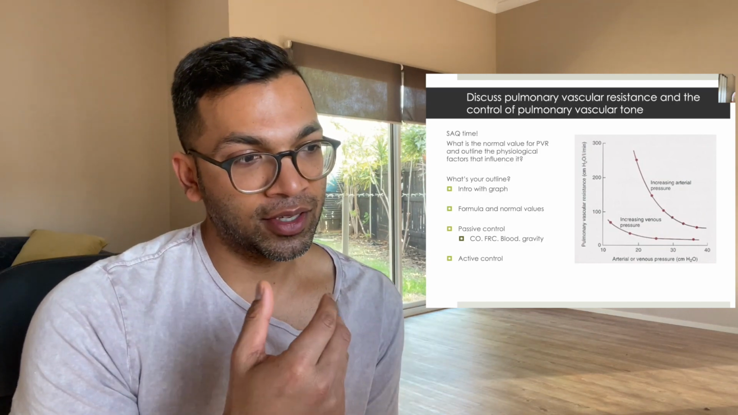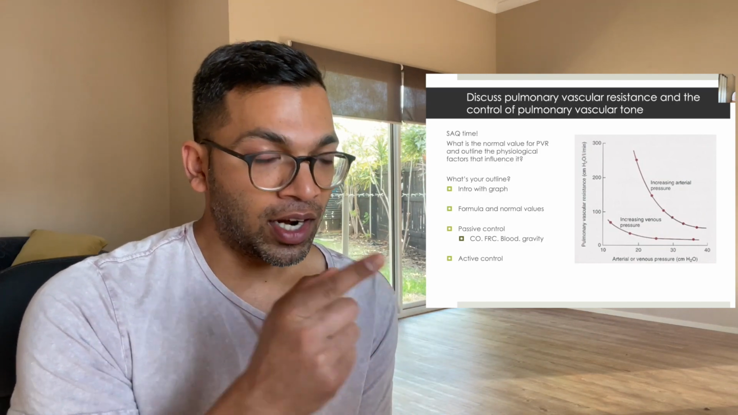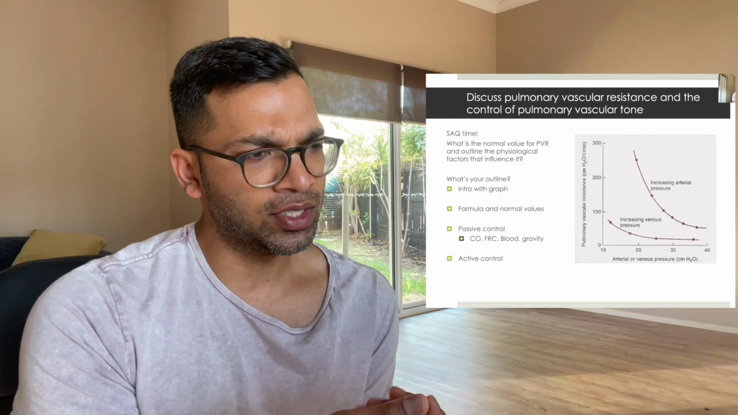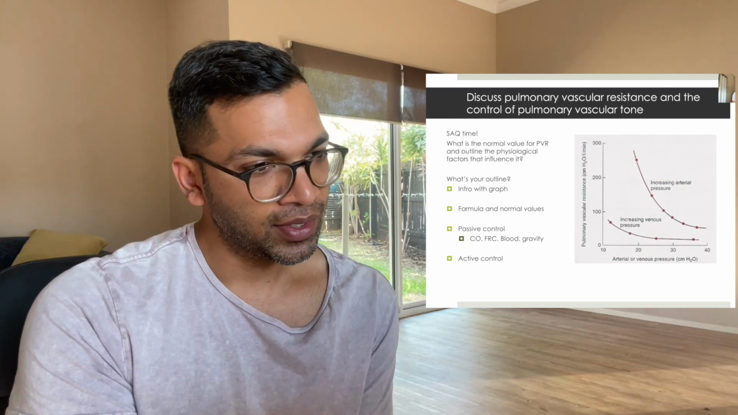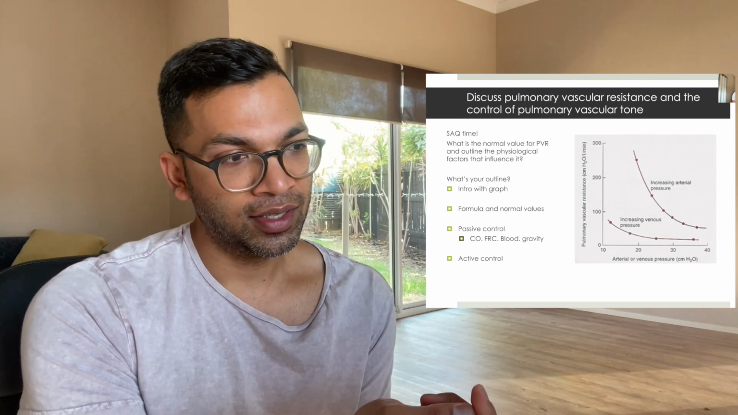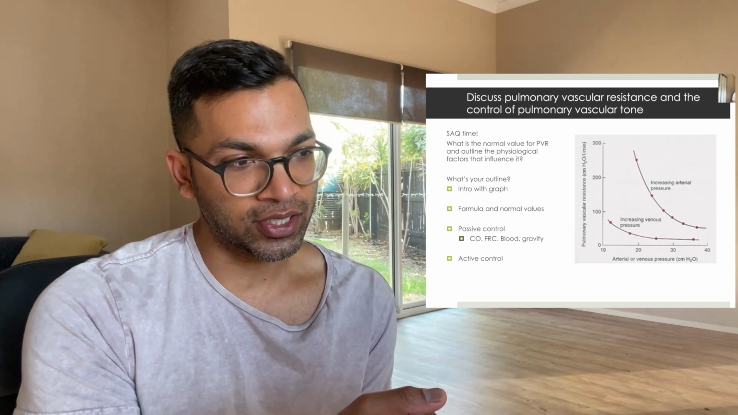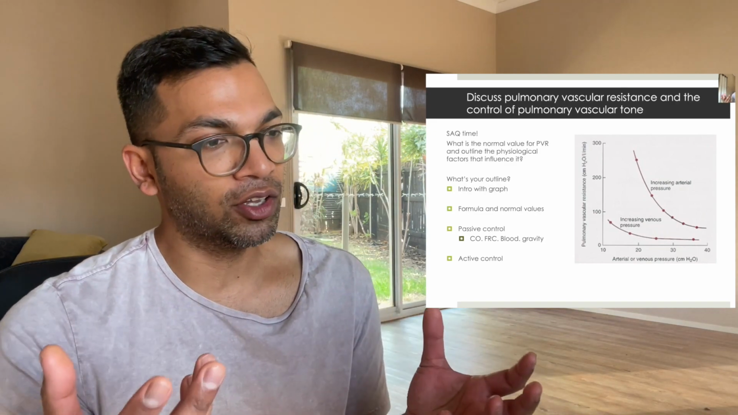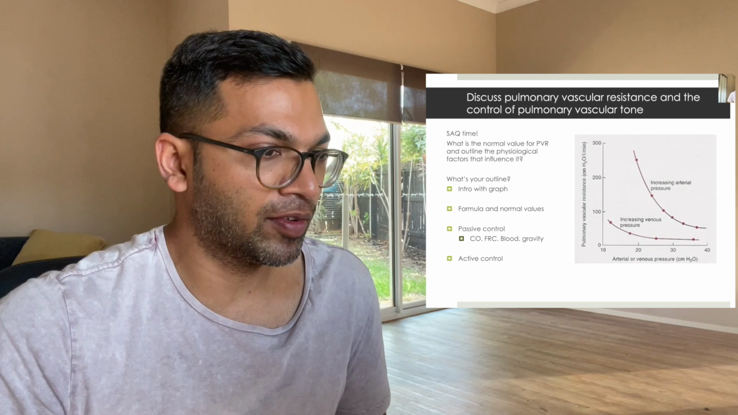So the question I put to you is, the graphs are true because they're usually data points that have been measured. So how would that be true? How would it be true that increasing pressure, even if there's decreased flow, would still decrease pulmonary vascular resistance?